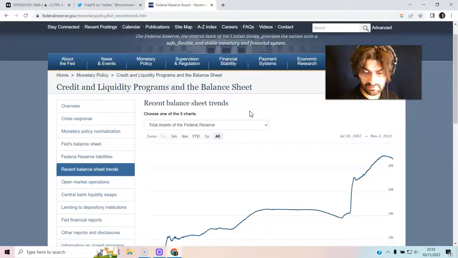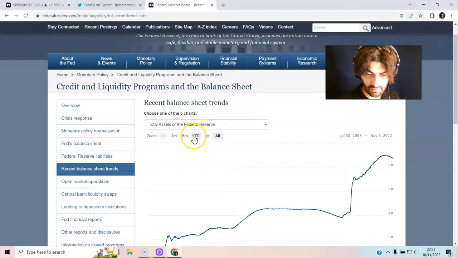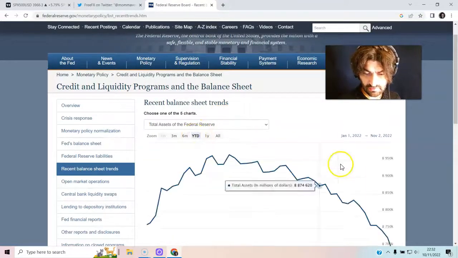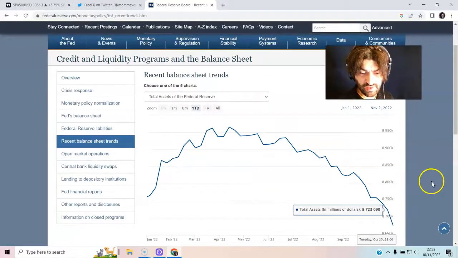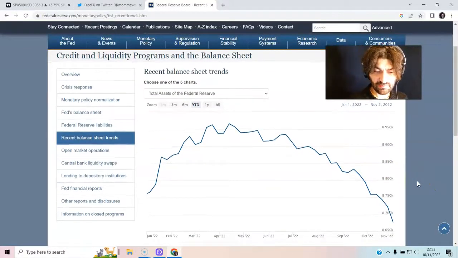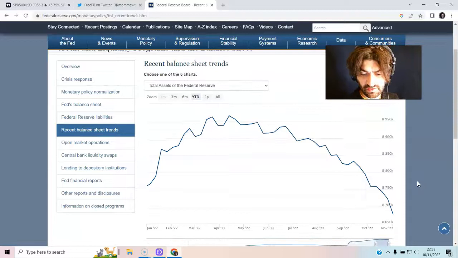Okay, so that's the... let's try year to date. Okay, so that's recent balance sheet trends, total assets of the Federal Reserve Bank.